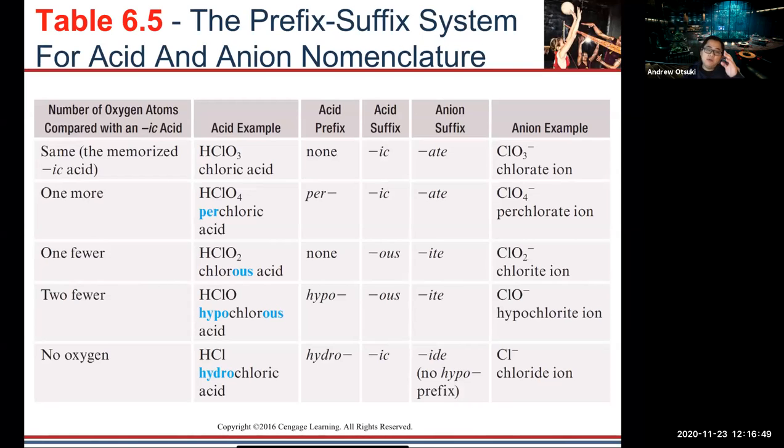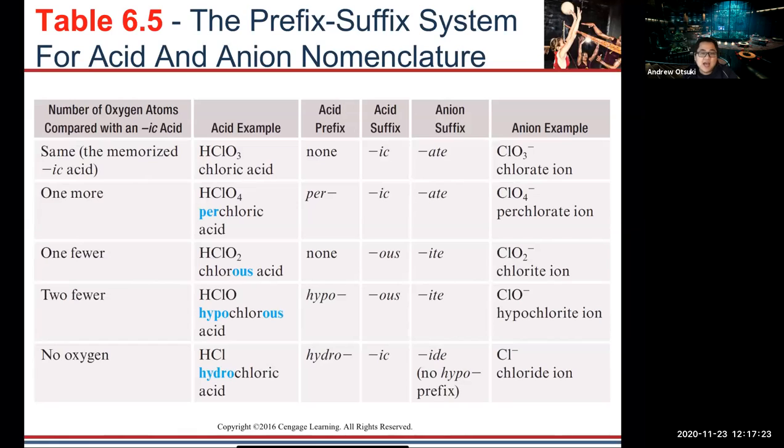Now when we have one fewer O, that's the OUS ending, and we represent that anion ending by ITE, so chlorite ion. When we have 2 fewer, so only 1 oxygen atom, the prefix is hypo, and the acid suffix is ous. Our suffix for the anion is still ITE, but just like perchlorite, we have to keep the hypo, so we call it hypochlorite ion.